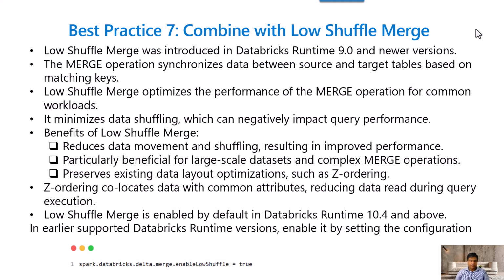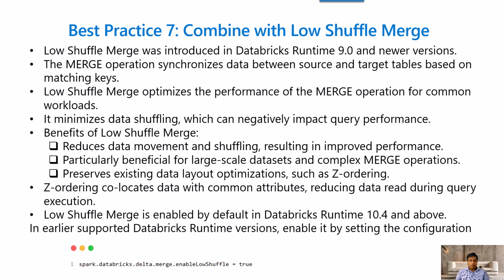Best practice number 7, combine with low shuffle merge. Low shuffle merge was introduced in Databricks Runtime 9.0 and the newer versions, that means the versions after that. Merge operation helps to synchronize the data between source and target table whenever you do the incremental load. And low shuffle merge helps you to optimize the performance of the merge operation for common types of workloads. How does it do that? Because it helps you to minimize the data movement and data shuffling, which is the root cause of all the query performance issues.